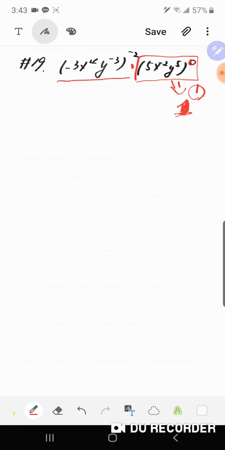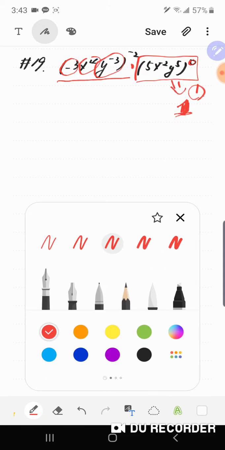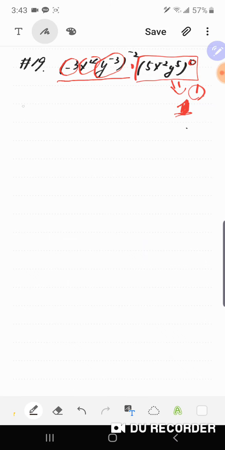Then this exponential form has factors in the base: negative 3, x to the 4th power, and y to the negative 3. So there are 3 factors. So we have to raise each factor to the negative 2 power. And x to the 4th power raised to the negative 2, and then y to the negative 3 multiplied by negative 2. Multiplied by 1 times 1 because the other form is equal to 1.